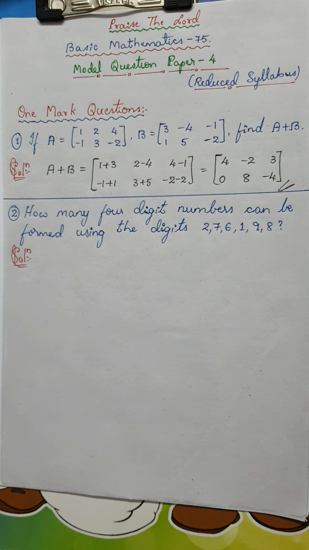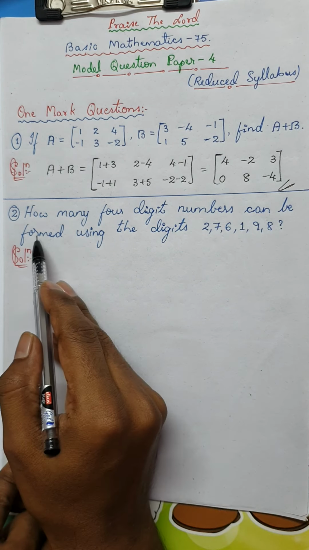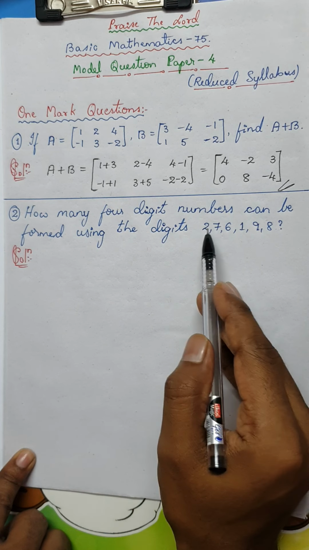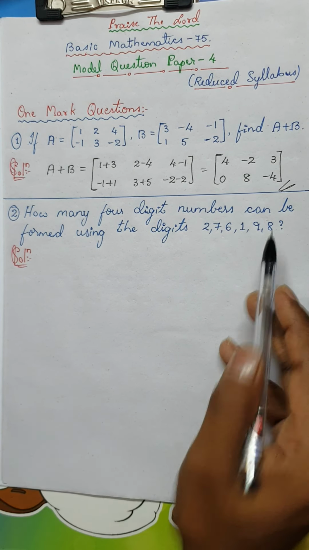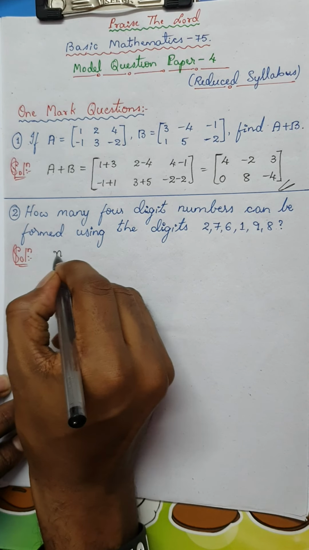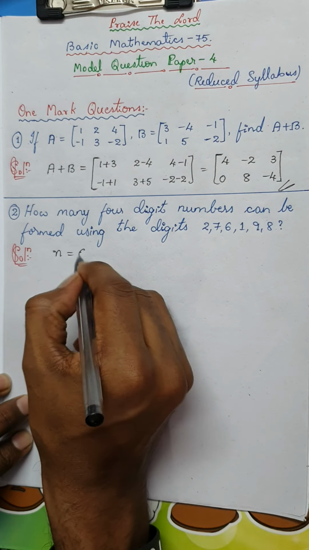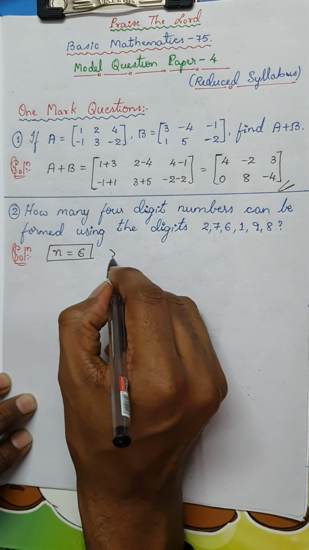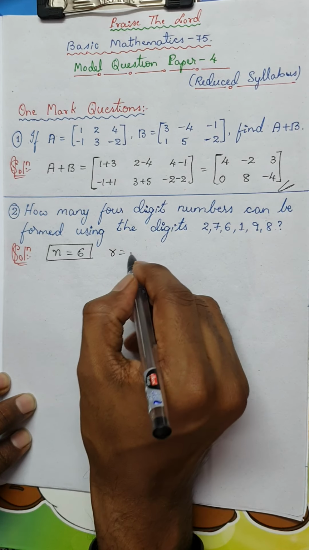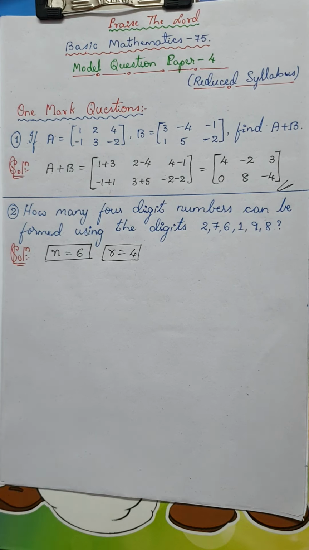The second question goes like this: how many 4-digit numbers can be formed using the digits 2, 7, 6, 1, 9, 8? Very simple one. So how many digits are there? There are actually 6 digits: 1, 2, 3, 4, 5, 6. And remember, this is the total number of digits. And how many digits number you have to take? r is equal to 4, because you have to make a 4-digit number.